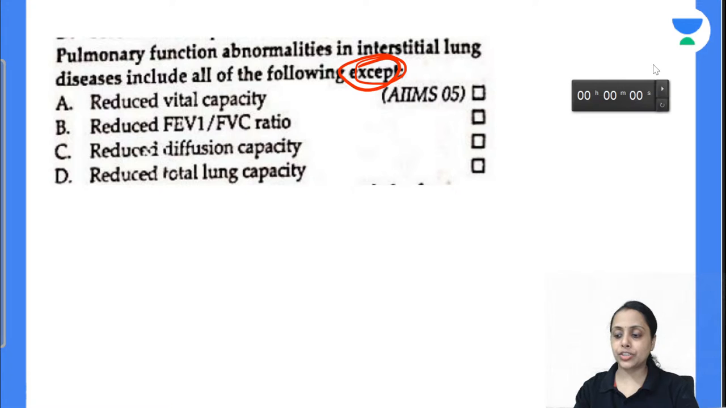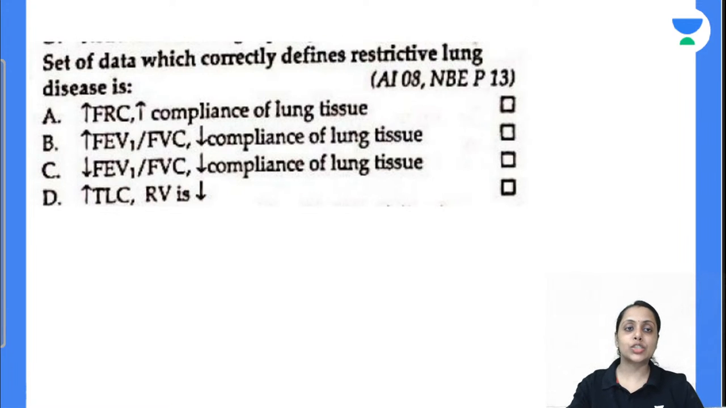Everybody answer this question. Look, what happens in interstitial lung disease? Compliance decreases, vital capacity decreases, diffusion capacity decreases, total lung capacity decreases, but the Tiffeneau index increases or remains normal. So answer is B. Coming to the next one, which set of data correctly defines restrictive lung disorder?